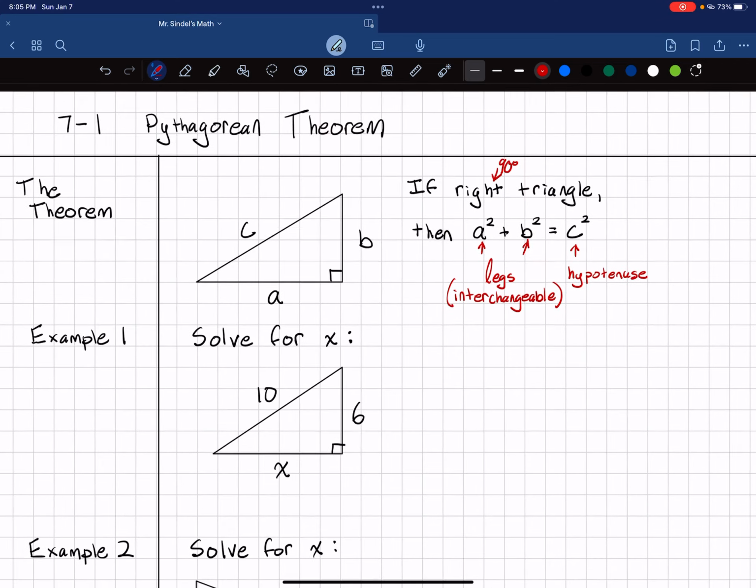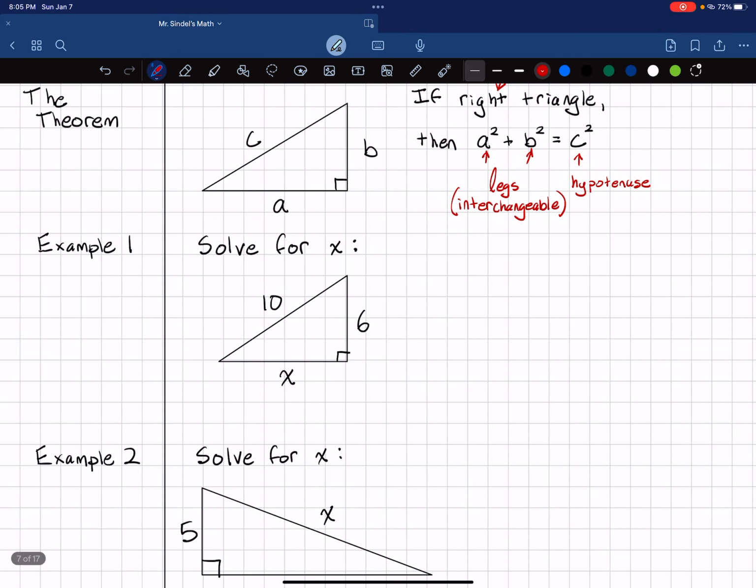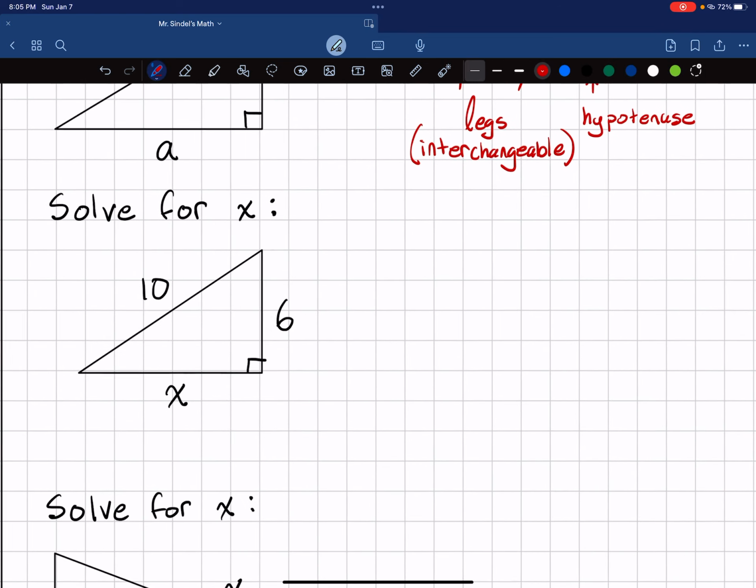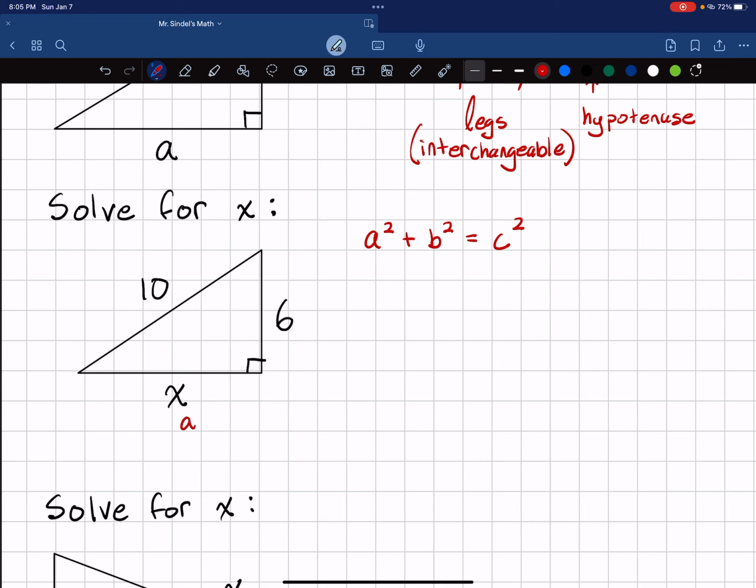All right, so let's do an actual problem. In example 1, I want to solve for x. Notice that we have a right triangle, which means we have permission to use the Pythagorean theorem. We have a leg, we're missing a leg, and then we have the hypotenuse. Since we have permission to use the Pythagorean theorem, let's set that up. I'm going to have a squared plus b squared equal to c squared. And I'm just going to randomly say you are a, you are b, you are c.